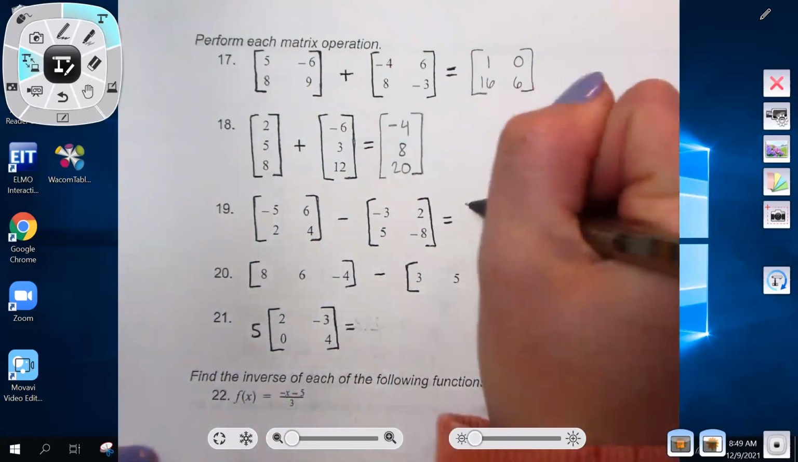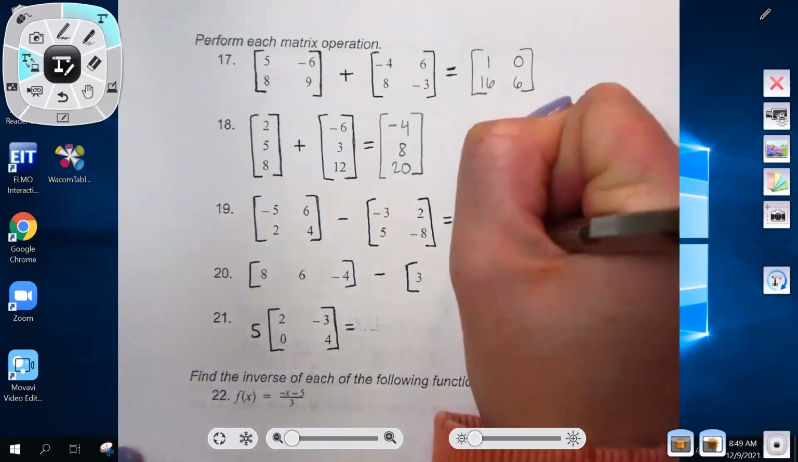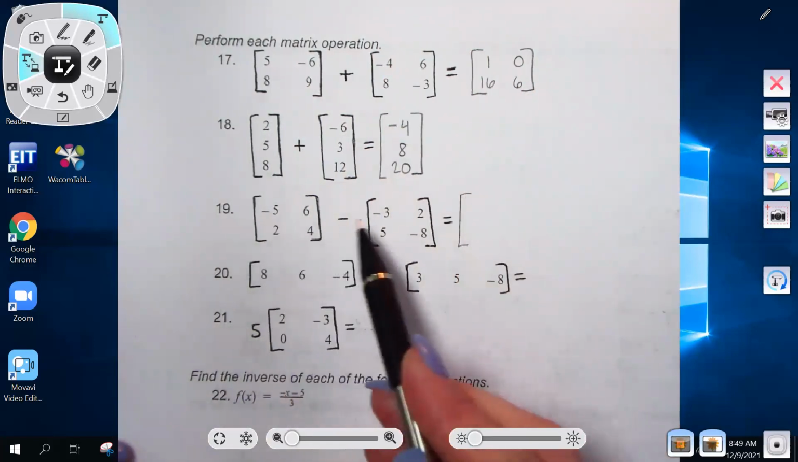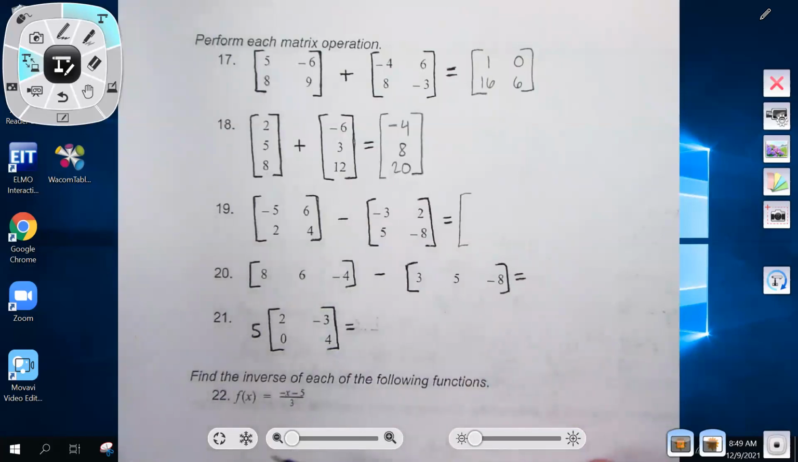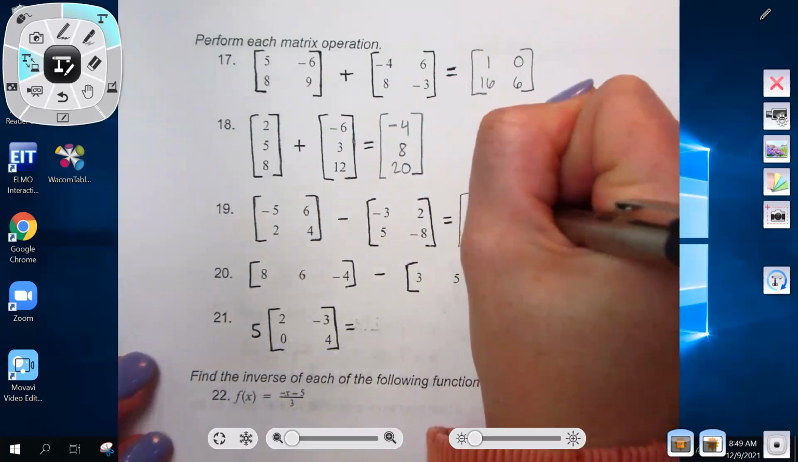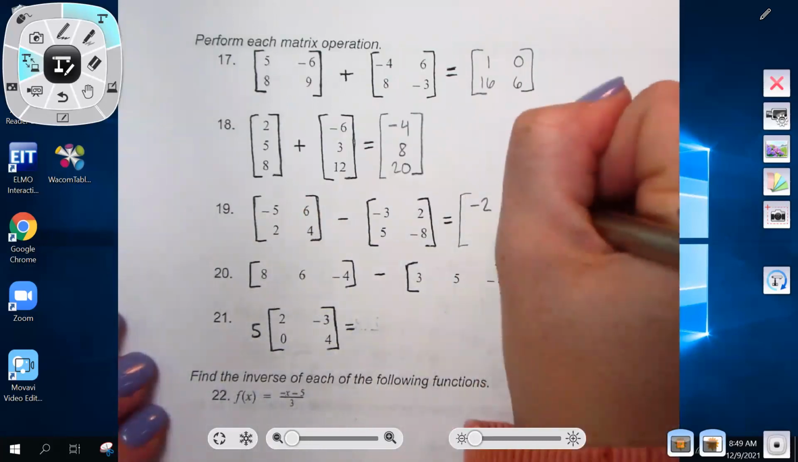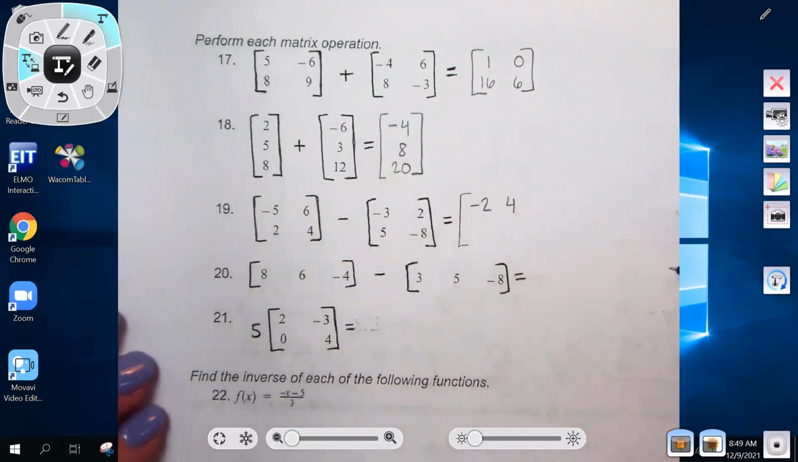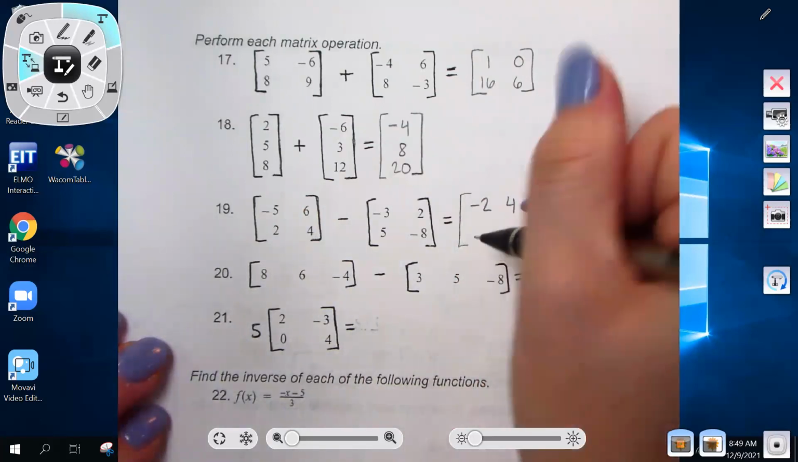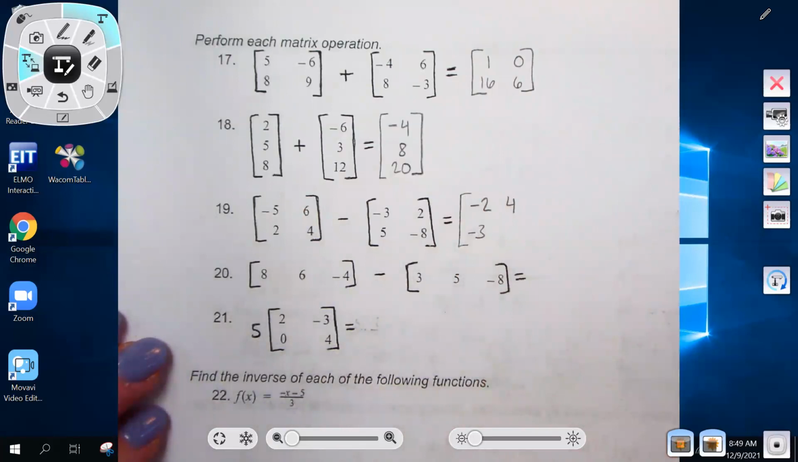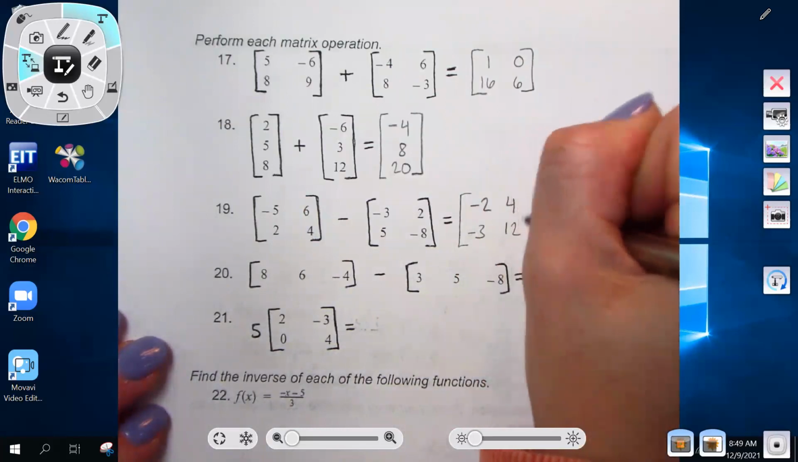Number 19, this time we are subtracting. Negative 5 minus negative 3, that's the same as negative 5 plus 3, which is negative 2. 6 minus 2 is 4. 2 minus 5 is negative 3. And 4 minus negative 8 is the same as 4 plus 8, which is 12.